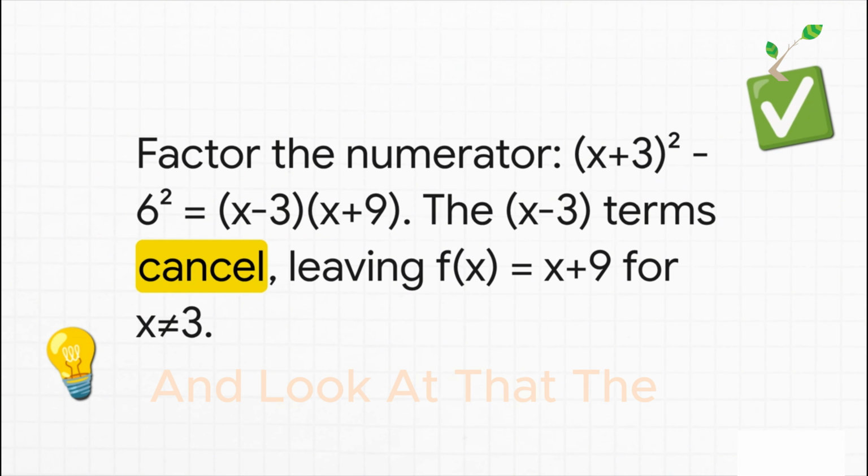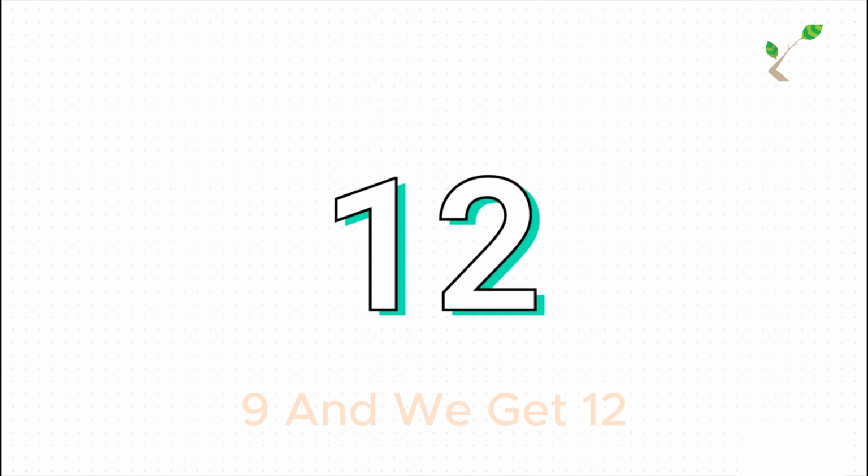And look at that. The x minus 3 on top cancels with the x minus 3 on the bottom. So this function is secretly just the line x plus 9 everywhere except at x equals 3. So to figure out what k should be, we just need to see where that line is headed as x gets close to 3. We just plug 3 into x plus 9 and we get 12. That's it. That's the value that fills the hole perfectly. For this function to be continuous, k has to be 12.